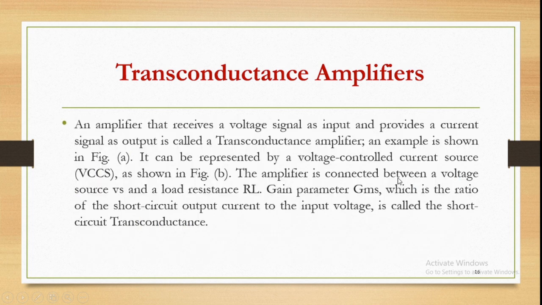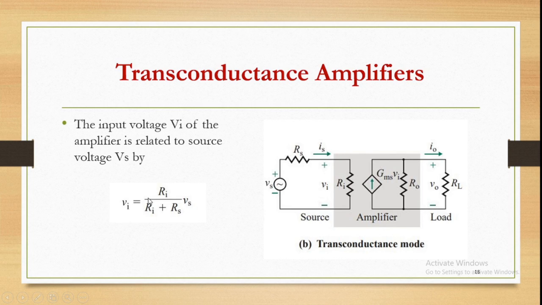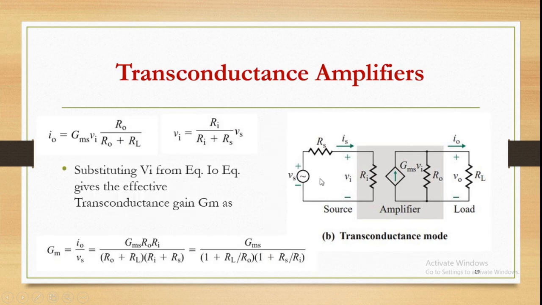If we solve it again, this is the theoretical part. If we solve it again by applying current divider rule at the output and voltage divider rule at the input, we can have I0 equal to what? It will be GMS into VI, R0 divided by R0 plus RL according to the current divider rule, as I have said to you earlier. And if you have to calculate the input voltage VI, it will be equal to RI divided by RI plus RS into VS, as in the voltage amplifier.